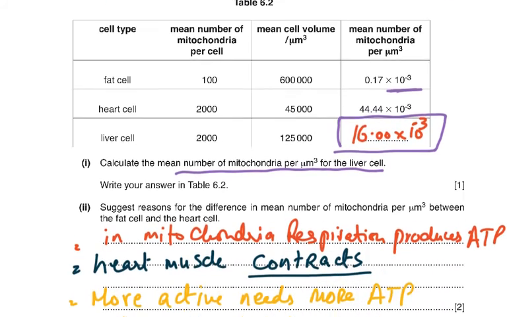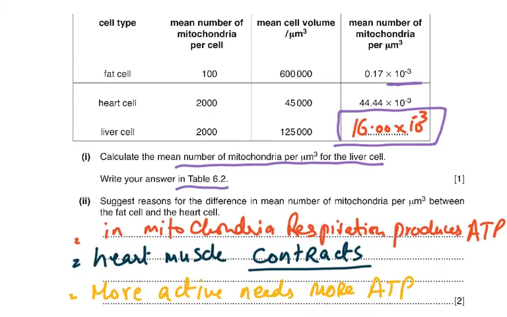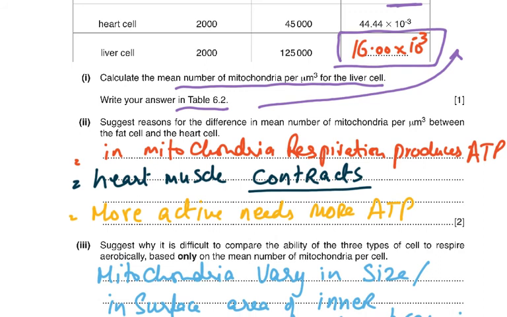Write your answer in table 6.2. That is what you have to do. So you have to write this here in this column. Suggest reasons for the difference in mean number of mitochondria per cubic meter between the fat cell and the heart cell. So in mitochondria, respiration produces ATP. In mitochondria, respiration produces ATP, and you all write produce energy.